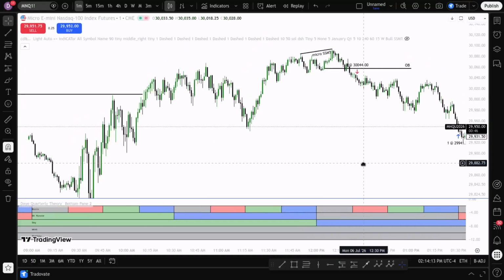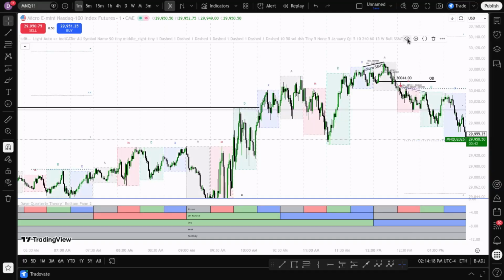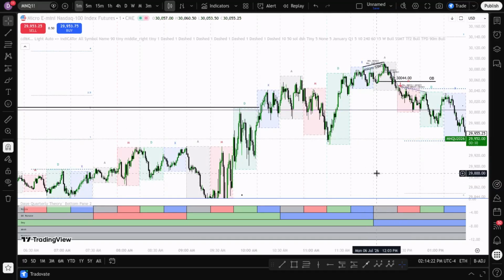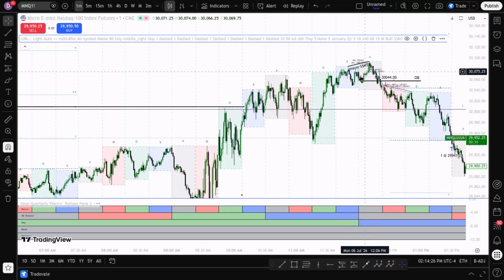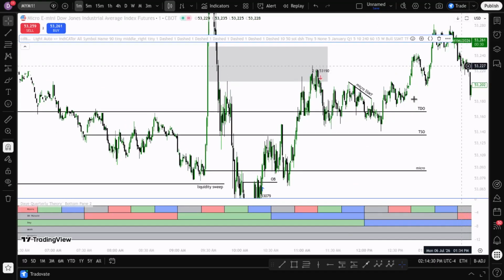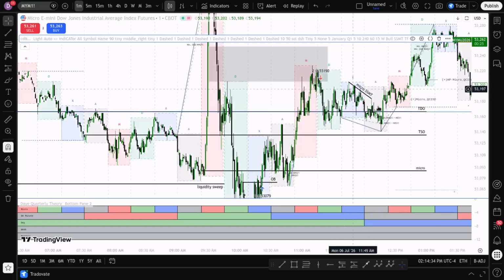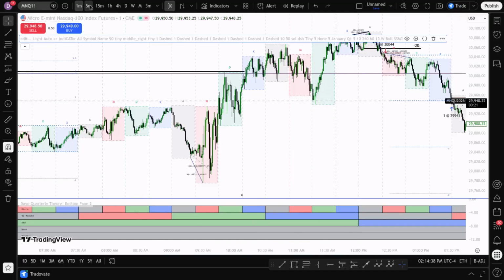we're going to see sequential SMT between the fourth quarter and the first quarter going into the PM session. So right when the PM session starts, that fourth quarter before and then the first quarter, we have a higher high on the Nasdaq and a lower high on YM. So we have a microcycle sequential SMT.